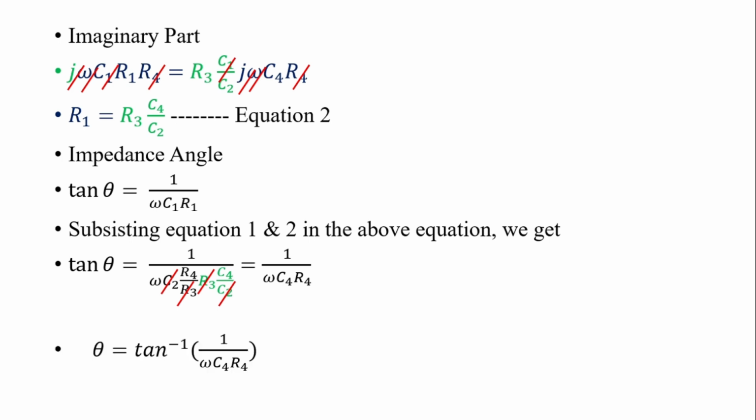In order to find the angle, we need to take the tan to the right hand side. Upon doing so, we have theta is equal to tan inverse of 1 over omega C4 R4, and that's the impedance angle for the Schering bridge.